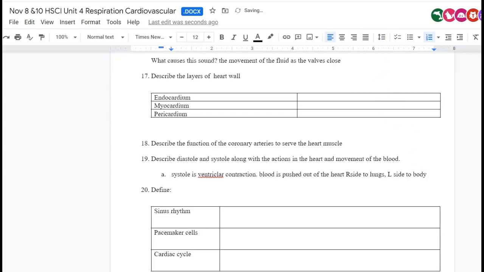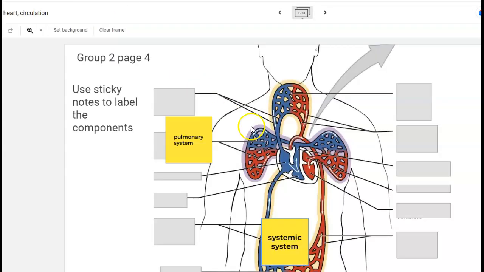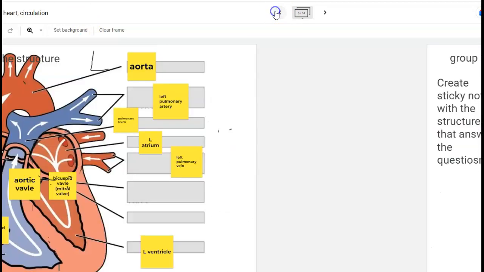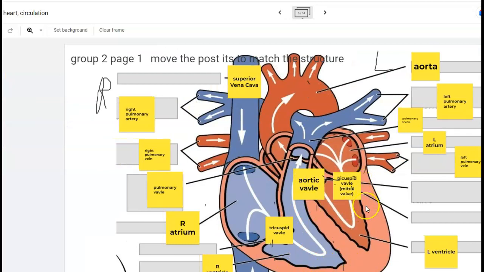And if you actually look at a diagram of the heart, let's find my heart diagram before I mention this. If you look here, the left side is a little stronger. And it's stronger because it's pumping to the body. The right side, you're only pumping to the lungs, so it's not very strong.